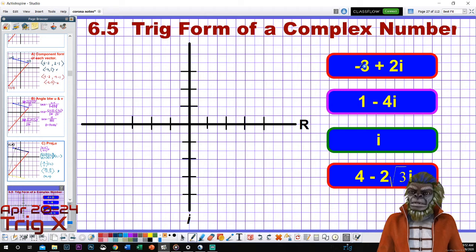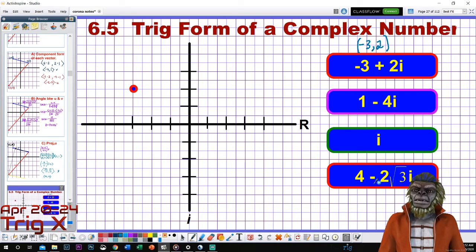-3, you would agree, is a real number. It's for real. And the 2i, that i means it's imaginary. So this would be the same as me saying, let's plot the point -3, 2. Makes sense? That's the real number, that's the imaginary number. So let's go left 3 and up 2. And there it is, left 3 and up 2. Alright, you go ahead, do these three on your own, hit pause, do those, and then come back.